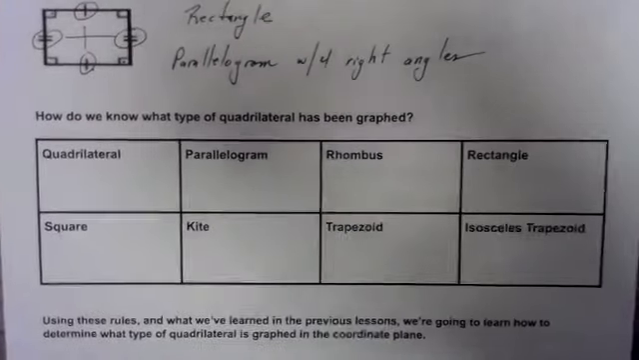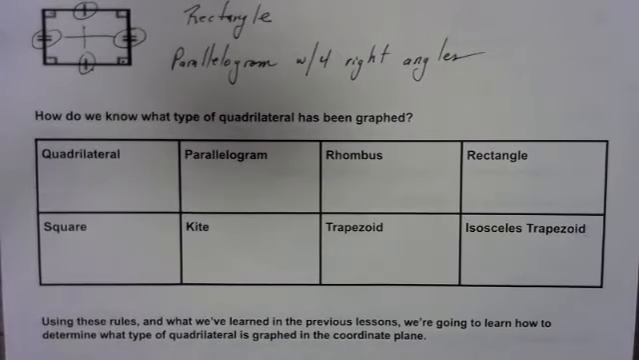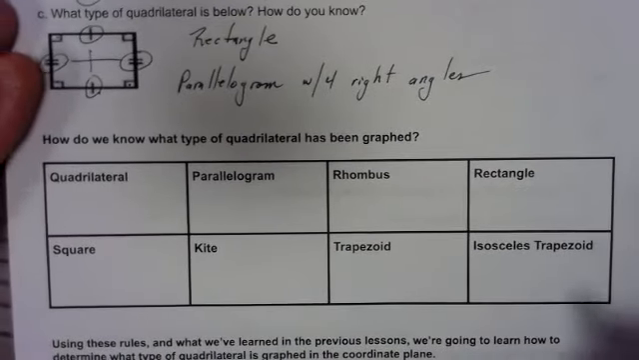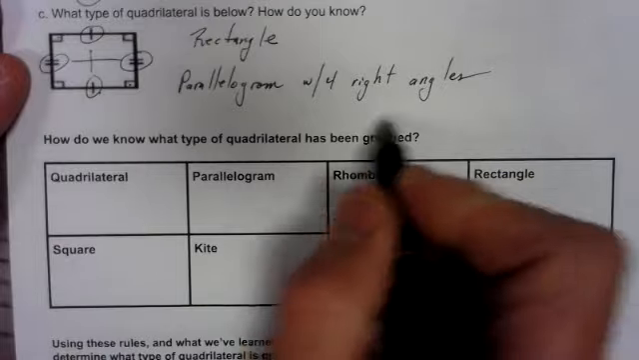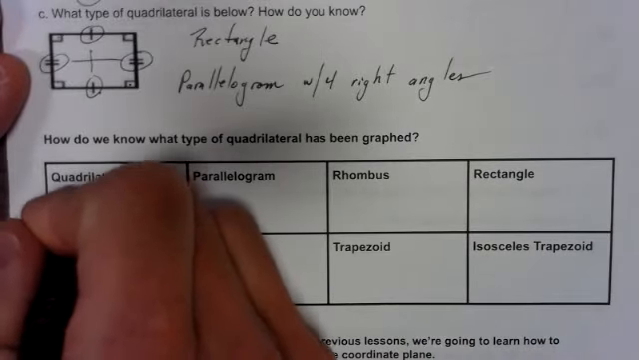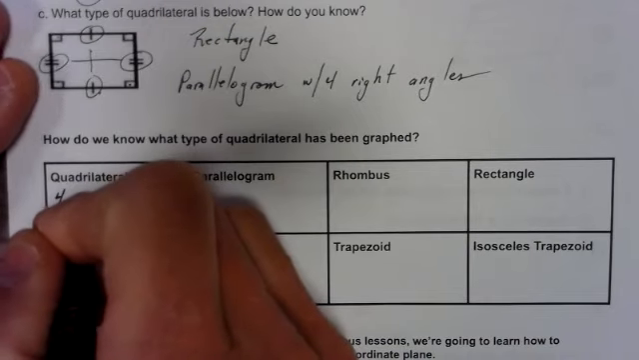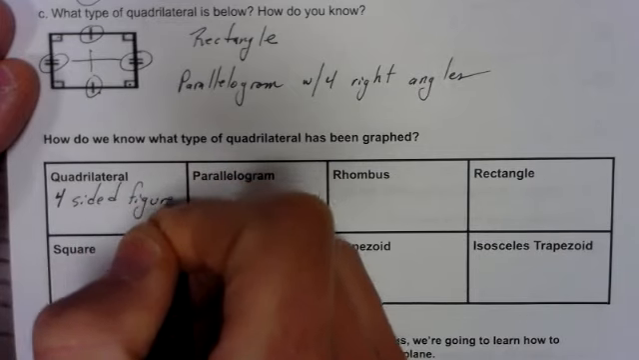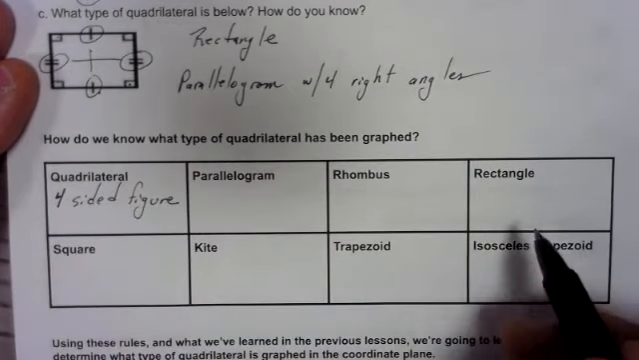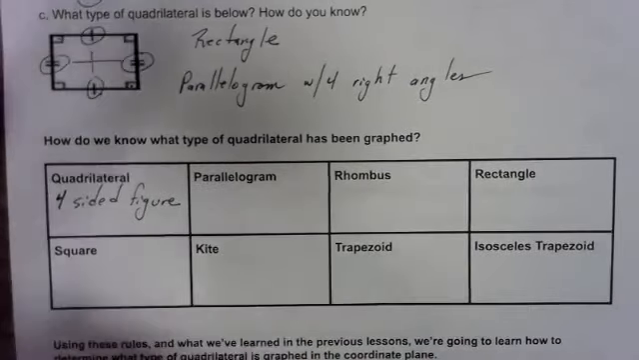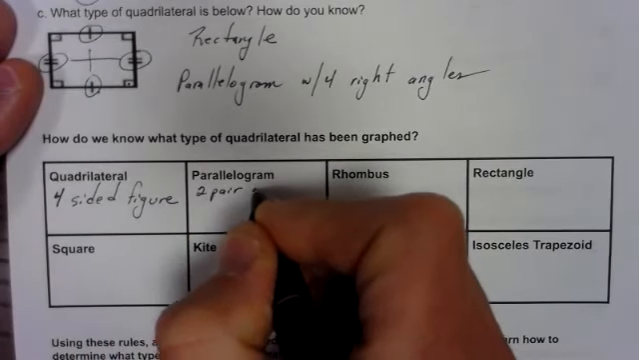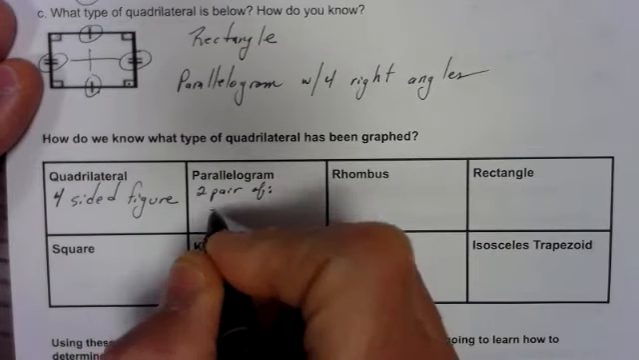Okay. Now, the main idea for today, just a reminder of how do we know what type of quadrilateral has been graphed? You got to remember these rules in order to solve for them in the next couple sample problems. So how do we know what type of quadrilateral has been graphed in our coordinate plane? Quadrilateral is a four-sided figure. Now remember, we can be more specific as we move across, but quadrilateral is if we have a four-sided figure. That's it. Parallelogram, we have two pair of, and it can be either things what we're going to be looking for today.